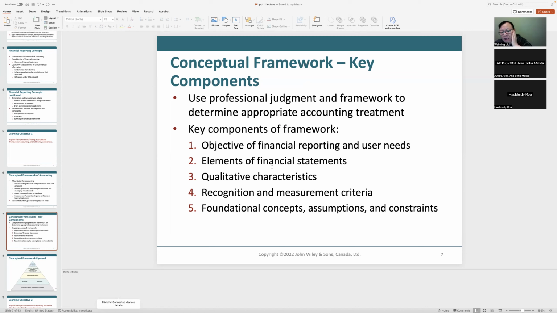Second level is the elements of financial statements. So what information are you presenting, the elements of financial statements. The third level would be qualitative characteristics, right? So what are the characteristics of the information? Okay. So is it relevant? Is this information relevant to the user? Right?